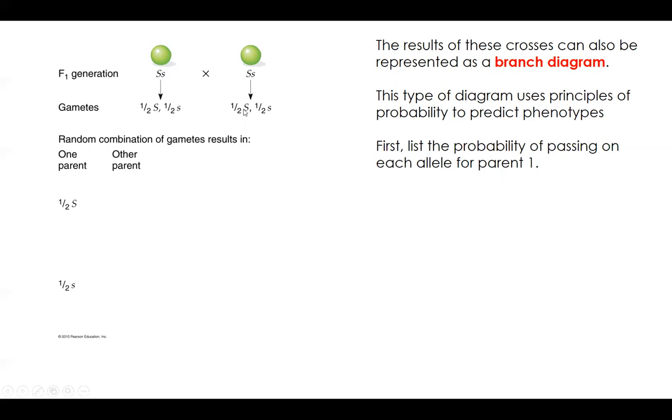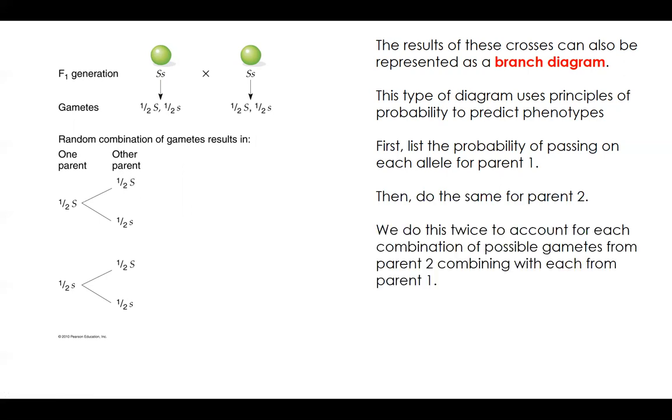We do the same thing for the other parent, but we have to do it twice to account for the scenario where we could get a big S from the first parent and then either a big S or a little s from the second parent, or we could get a little s from the first parent and either a big S or little s from the second parent. So this is where the branching actually occurs, okay? Similarly, this parent was heterozygous, so there's a 50-50 chance of passing on either the big S or the little s. That's where the 1/2 comes in.